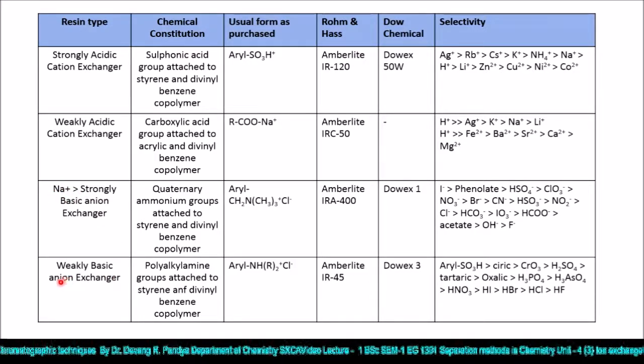Now the weakly basic anion exchanger, that is polyalkyl amine groups attached to styrene and divinyl benzene copolymer. The main group acting as the exchanger is aryl NHR2Cl-, that is Amberlite IR45 or Dowex 3, and in this order it can selectively separate the compounds.